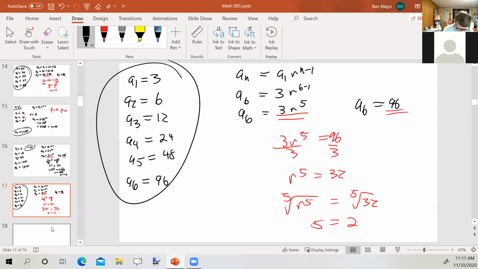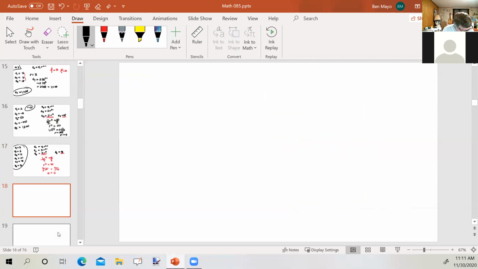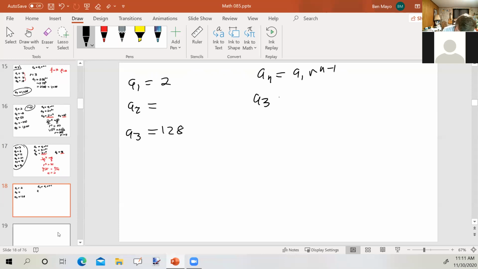Okay, let's take a look at one more example. It says, find the geometric mean between 2 and 128. So a sub 1 is 2. It says we've got one geometric mean between them. So a sub 3 is 128. All right. So a sub n equals a sub 1 times r to the n minus 1 power. a sub 3 equals 2 times r to the 3 minus 1 power. a sub 3 equals 2r squared, but a sub 3 also equals 128.